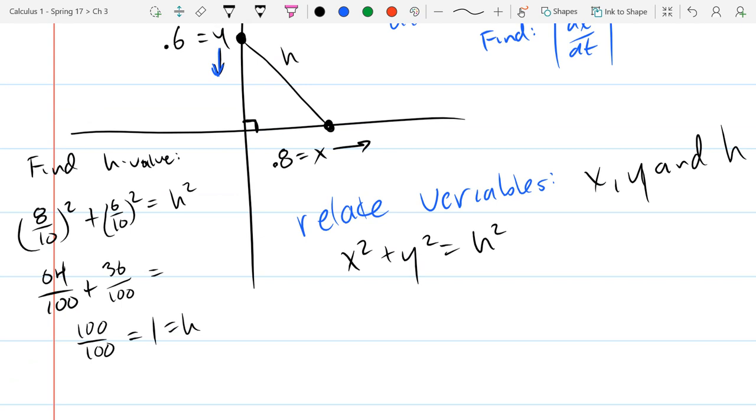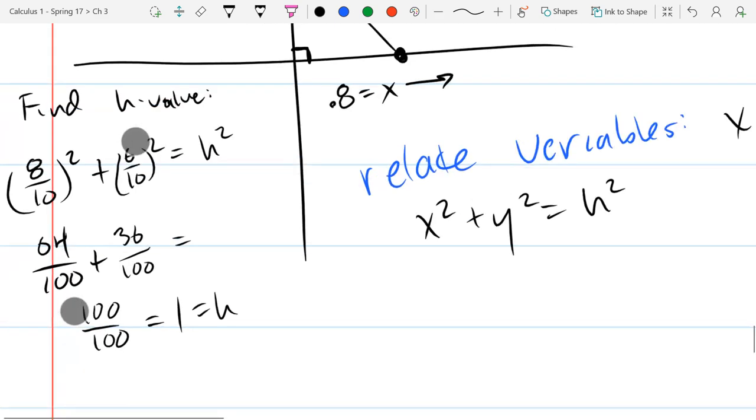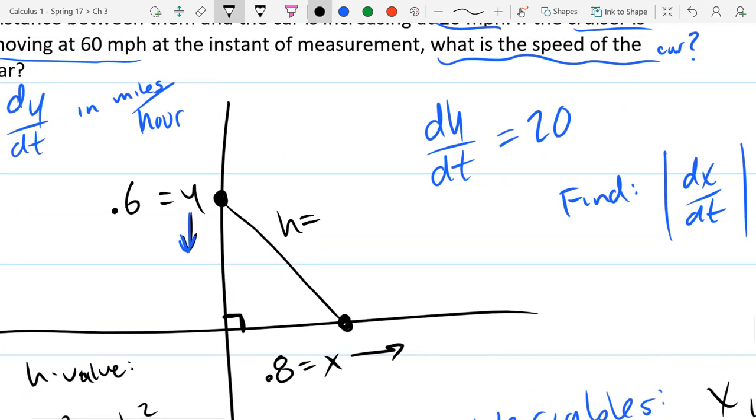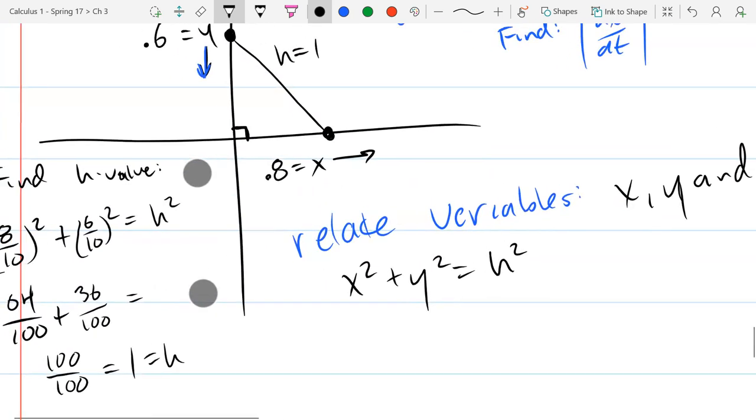So h is 1. You can stay with decimals if you're a decimal person. And remember, fractions only suck if you don't have common denominators. If you have common denominators, you don't really need that much brain power to get through your fractions. All right, so h is 1. This makes sense to scale because the other sides are a little shorter than 1, so it's very reasonable for h to be 1. All right, we are finished relating everything.